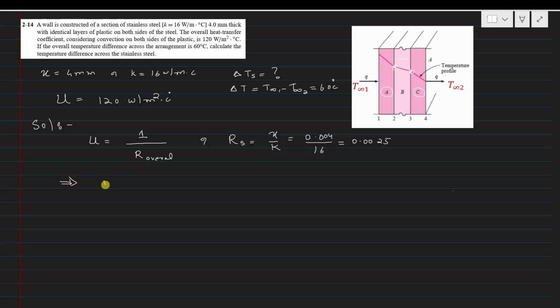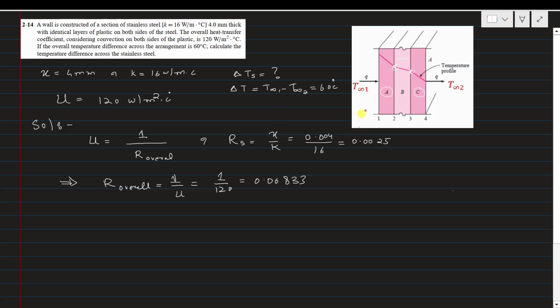The overall resistance from this formula will be equal to 1 over the overall heat transfer coefficient. So it will become 1 divided by 120, and you will get 0.00833. Now we are interested to find the temperature difference across the steel section. The overall temperature difference is given, but we have to find the temperature difference of this mid block.